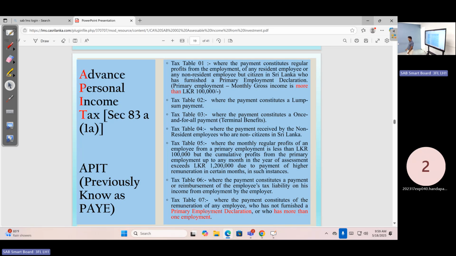Right? So we have to get an approval from the Commissioner General. We call it VRS approval, voluntary retirement scheme approval. Under that approval, the concession is available. Right. Then this table is designed for that one. Table 4, where the payment is received by a non-resident employee.